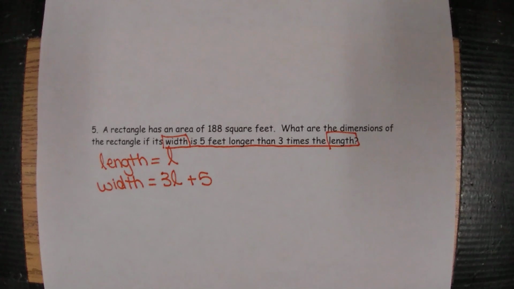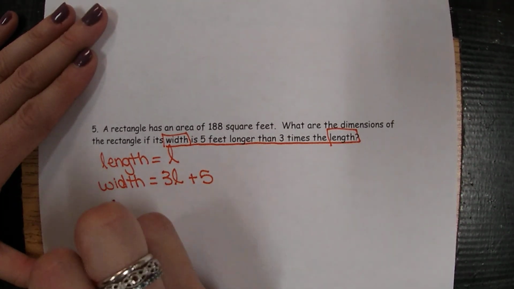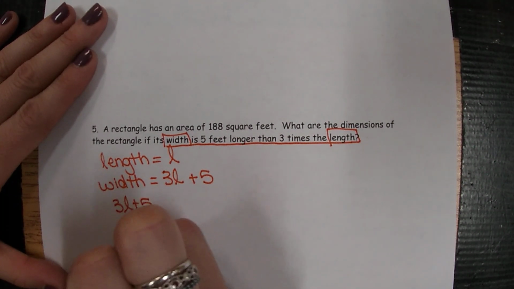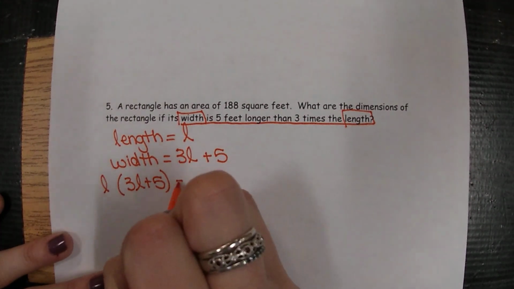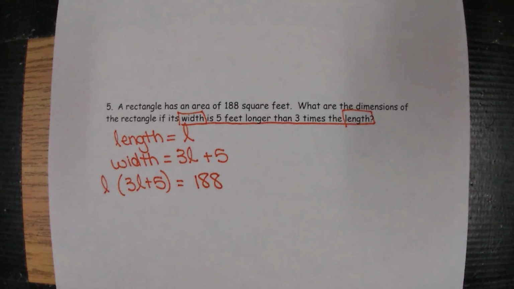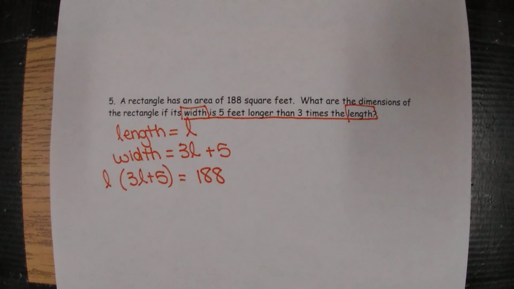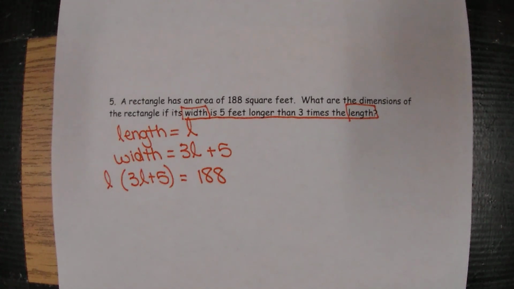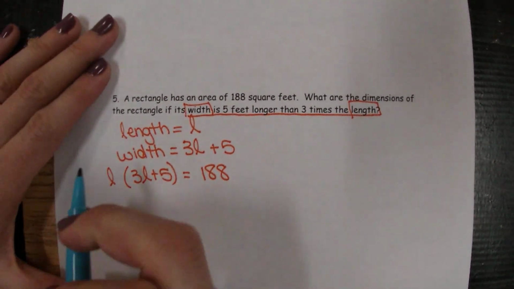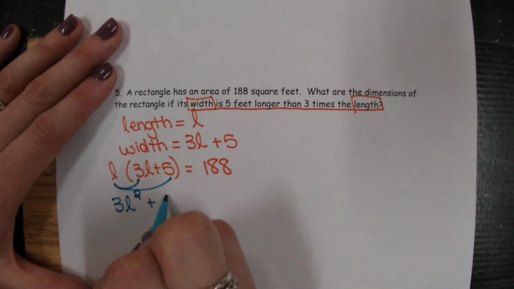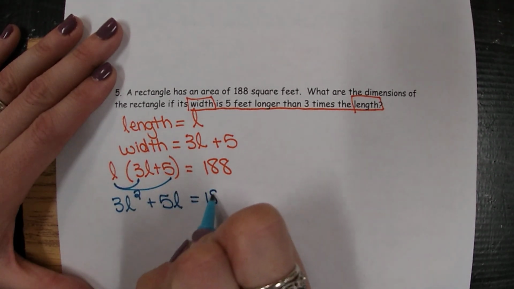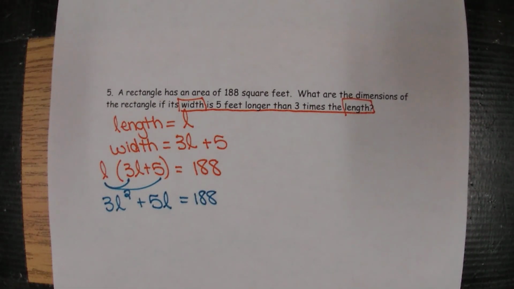So we now want to find the area. So if we do our 2 sides being multiplied together, right? Our length times our width, we want to equal our area of 188. Okay, and then we'll start solving, so we could plug this into the quadratic formula or solve by whatever. So I'm going to distribute. So 3L squared plus 5L equals 188.